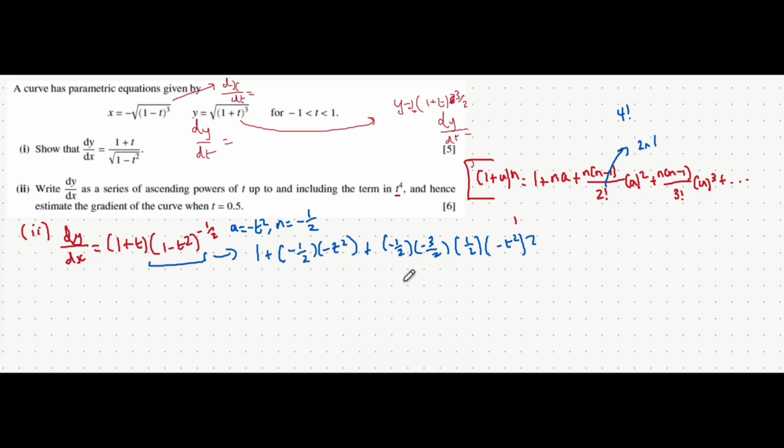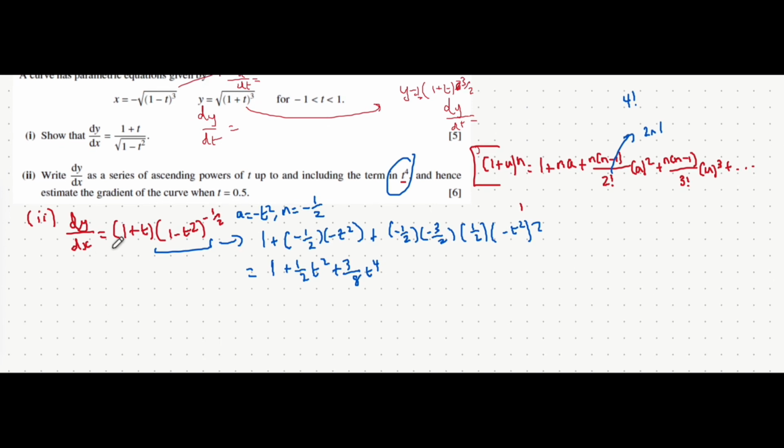What you may have noticed is you actually don't need to go further. It's only looking up to the t to the power 4th term, which is what this will give you. You don't need to go any further. Expanding this out, minus a half times minus t squared is plus a half t squared. Minus a half times minus 3 halves is, well, 3 over 4. 3 over 4 times a half is 3 over 8. And so that will become 3 over 8 t to the power of 4 because of minus t squared times minus t squared equaling t to the power of 4.